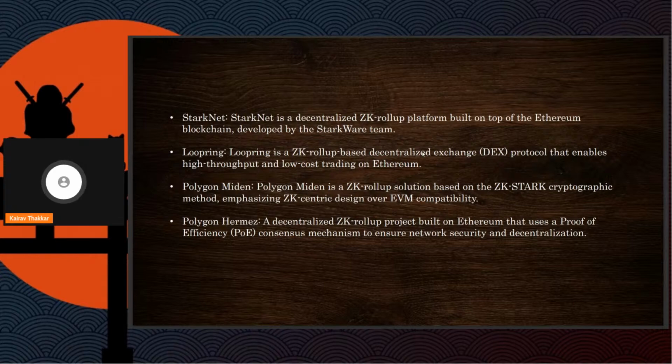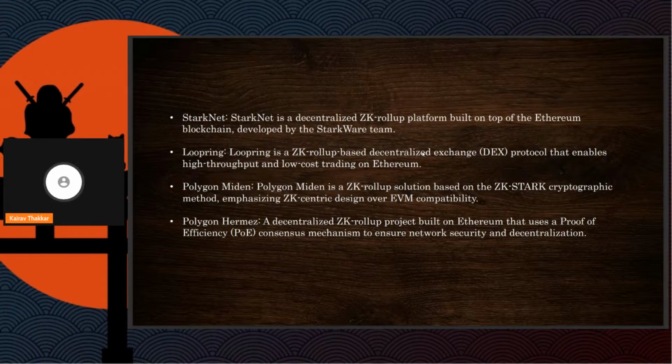So you have StarkNet, which is a decentralized ZK rollup platform built on top of the Ethereum blockchain, developed by the StarkWare team. You have Loopring, which is another ZK rollup based DEX protocol, a decentralized exchange, and this is more focused towards low cost trading on Ethereum. You have Polygon Miden, which is a ZK rollup solution based on the ZK Stack cryptographic method.